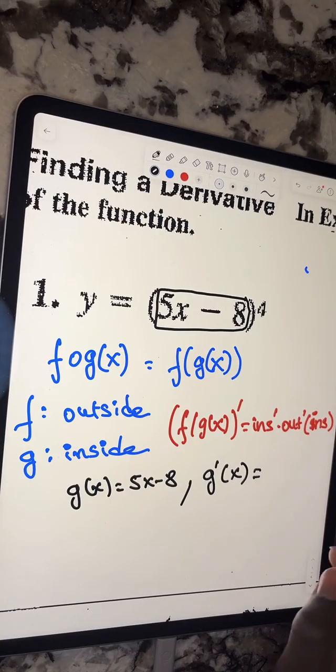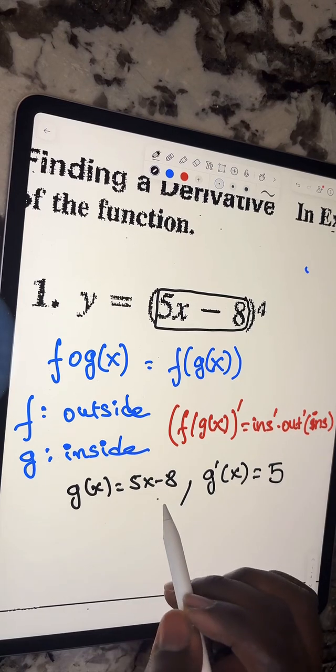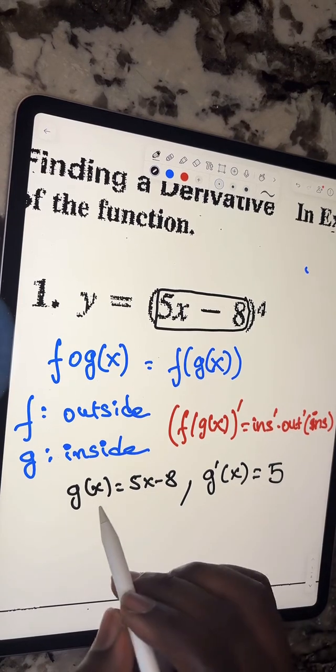Five. Perfect, Kenneth. Derivative of 5x, that's 5. Derivative of negative 8, that's 0. So I have the inside.